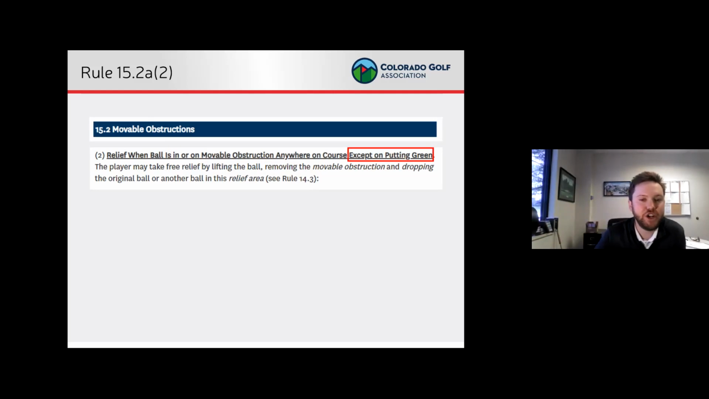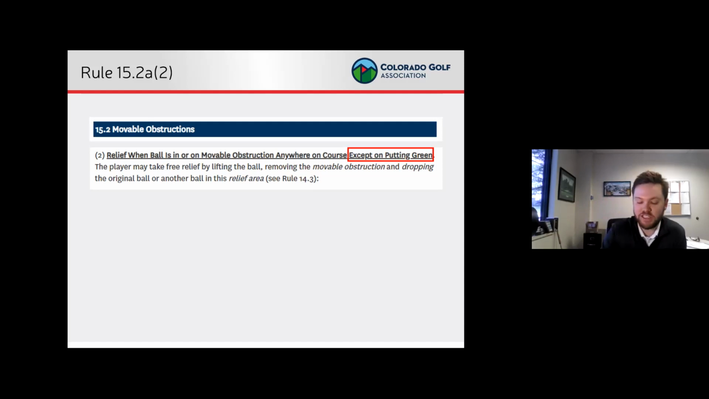Again, we're except on the putting green here. The player may take relief by lifting the ball and removing the movable obstruction and dropping the original ball or another ball in this relief area. So since it doesn't own a spot on the golf course, we're not replacing it on a spot. Rule 14 would say, if that's the case, we need to use the original ball, except those 4 exceptions.